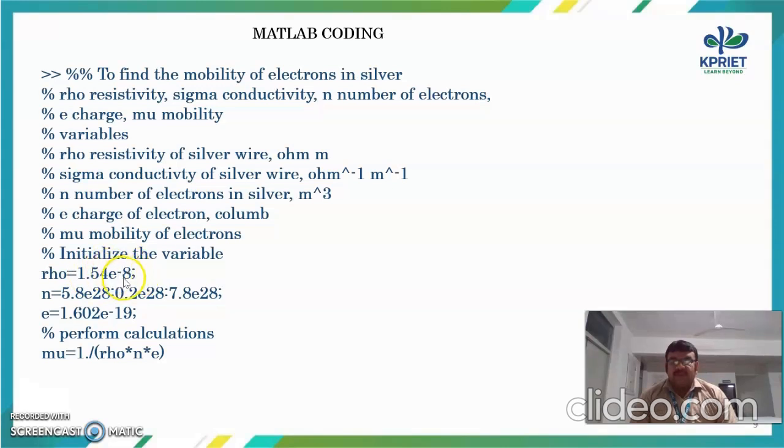So 10 power minus 8 can be written as e^-8 here, and as I said earlier, I am assigning a range of values to n. It starts from 5.8 × 10^28 to 7.8 × 10^28 in successive intervals of 0.2. That means I am taking 5.8, 6, 6.2, 6.4, 6.6, 6.8, 7, 7.2, 7.4, 7.6, 7.8, totally 11 values. And e is the charge of an electron, written as 1.602 × 10^-19. The last statement, mu is equal to 1 by rho star n star e, gives your formula. Here multiplication is represented by the symbol star.